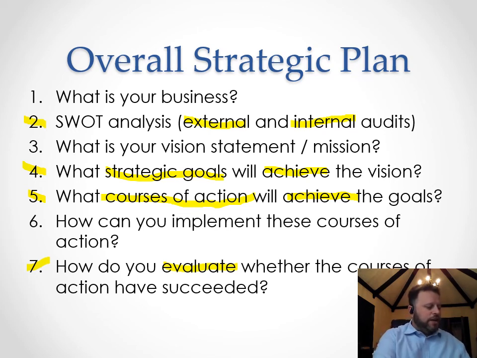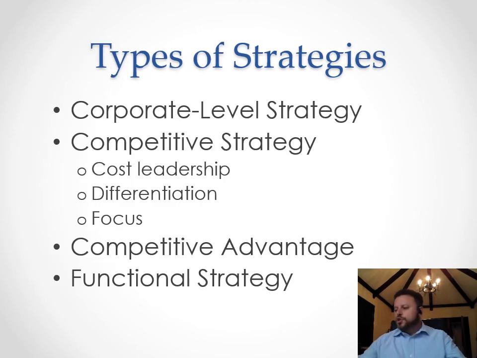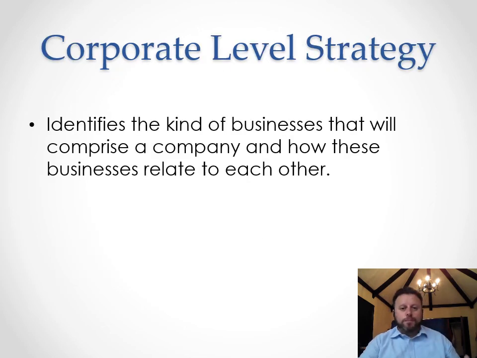Now, there are a couple of kinds of strategies that I think we've talked about in management, but I'd like to make sure that we review them. So there's corporate level strategy, competitive strategy, competitive advantage, and then functional strategy. So corporate level strategy first. Corporate level strategy is understanding at a higher level, when there are branches to this company, what is each different part of the company, whether it's different departments or different branches?